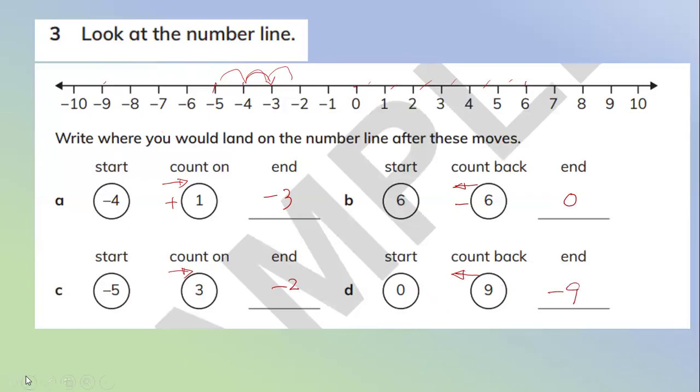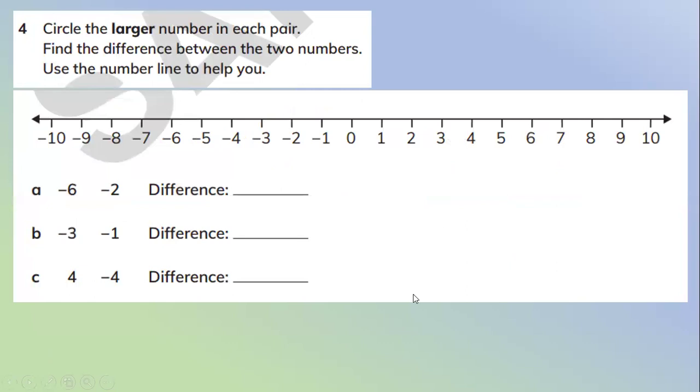Okay. Number 4, circle the larger number in each pair. Find the difference between the two numbers. Use the number line to help you. Okay. First, let's circle the larger number. -6 and -2. The larger number is the smaller negative number. So larger number is -2.